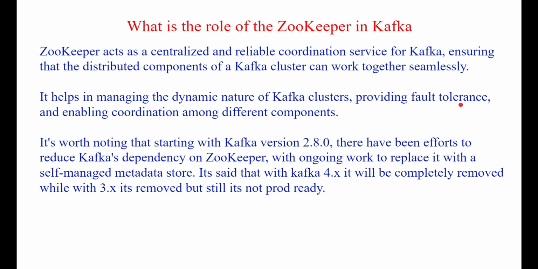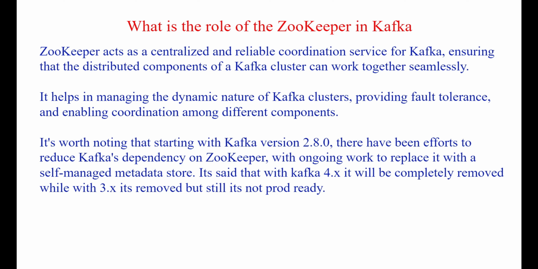Also, how does it manage fault tolerance? By managing multiple brokers as leader and followers. So even if the main leader broker dies, a follower can become the leader, and it is elected by Zookeeper only. Also, a very worth noting point is that since Kafka 2.8.0, there have been efforts to reduce the dependency of Kafka on Zookeeper, because remember, we have to open two servers simultaneously, the Kafka server and the Zookeeper server. That is an overload and overhead.